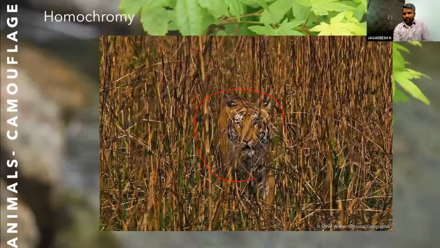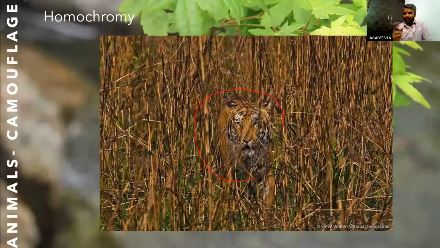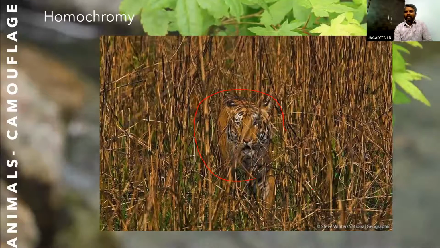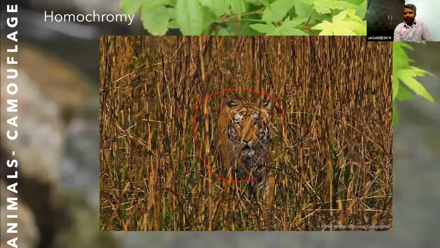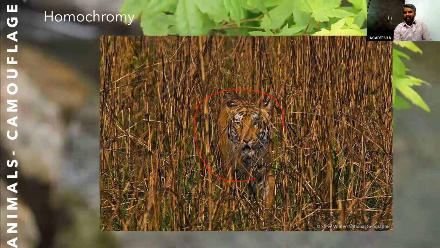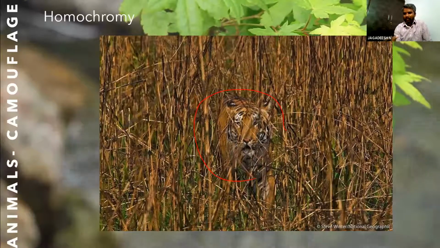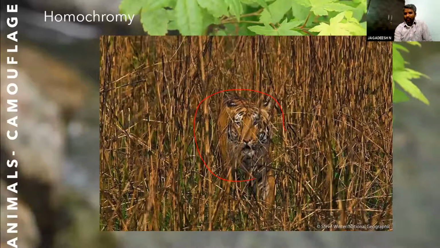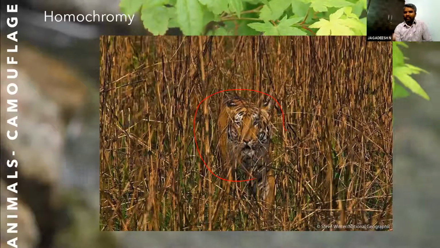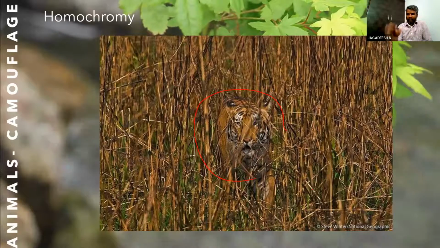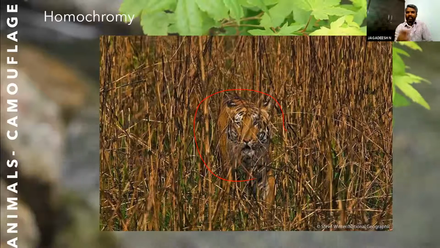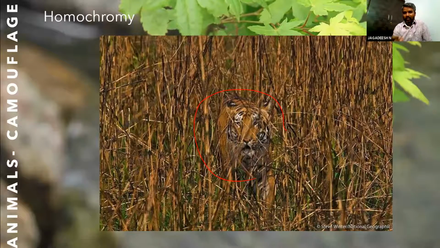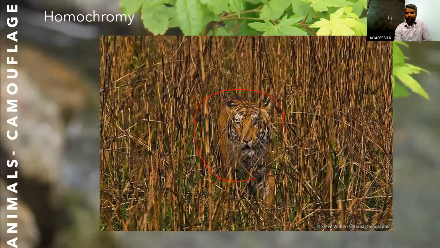Even the zebras have black and white stripes. Why is that? Because they have black and white stripes, tigers, which are the hunters of zebras, cannot see the objects having stripes. So their eyes cannot distinguish the striped surface.